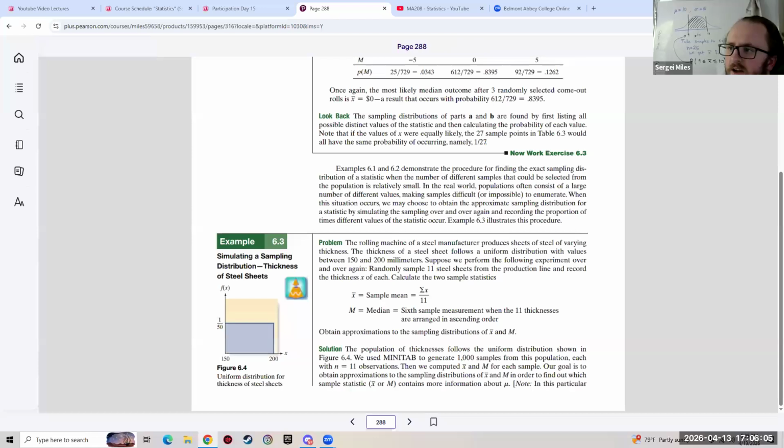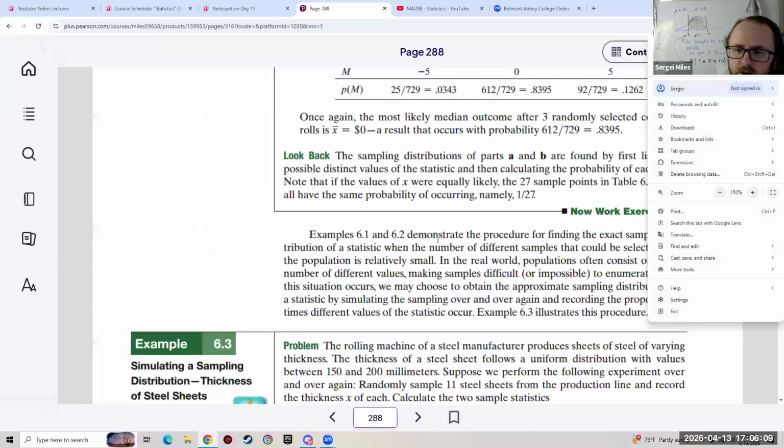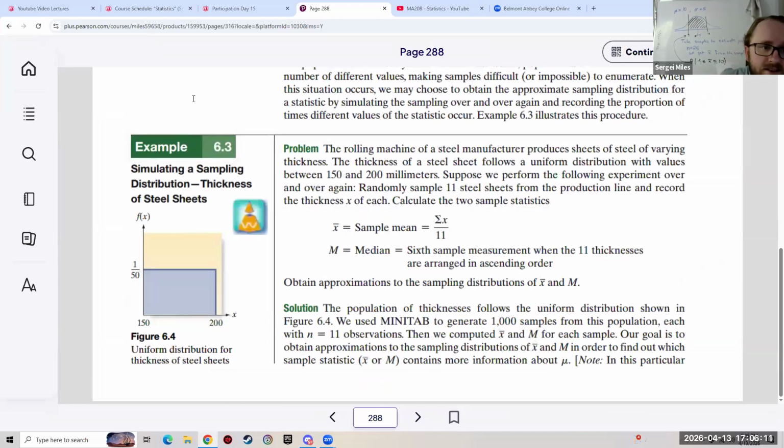Okay. So we're looking at example 6.3 from the textbook, where in essence, part of the purpose of this sort of question would be, for example, in a factory. In the case of this problem, we have a rolling machine of a steel manufacturer which produces sheets of steel of varying thickness. The thickness should follow a uniform distribution, so assuming the machine is working correctly, that's kind of the key here.